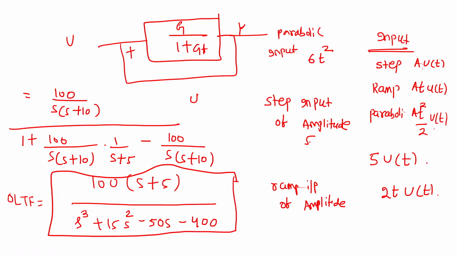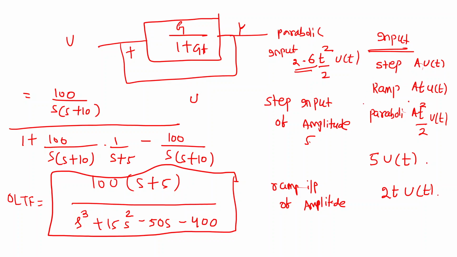But the standard formula is A into t square by 2 into u of t. So you have to convert it: divide by 2, multiply by 2, and make it into the standard formula. Now the amplitude is how much? 12. So A is now 12. You understand? Based on the input, these are the standard formulas of the input. Find out what A is.